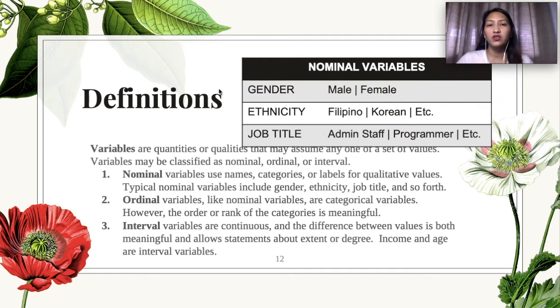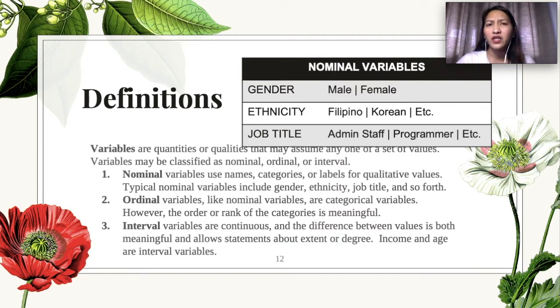Halimbawa nito ay ang gender. It's either male or female. Ethnicity, madaming ethnicity. Pero wala siyang order of sequence. Hindi pwedeng sabihin na number 1 ang Filipino, number 2 yung Korean. So, lahat ng values ay magkakapantay. Kapag naman job title, admin staff, programmer, etc. So, yun yung halimbawa ng nominal variable.